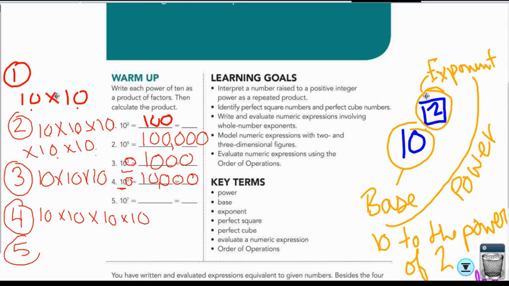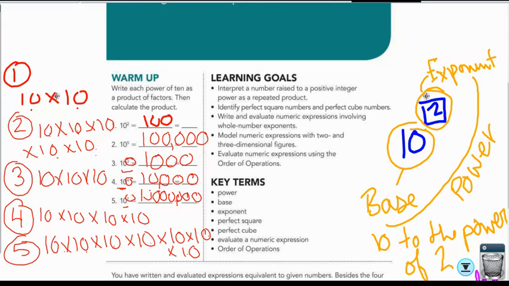And if I finally look at number 5, my base is what? 10. And my exponent is what? 7. And so this would be 10 to the 7th power. So I'm going to have 10 times 10 times 10 times 10 times 10 times 10 times 10, 7 times. So this is going to be 1 with 7 zeros, which is 10 million. Which is a pretty big number.